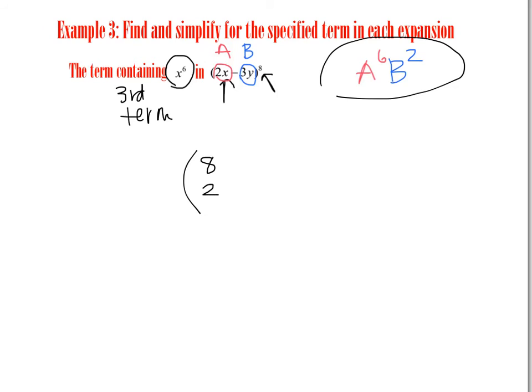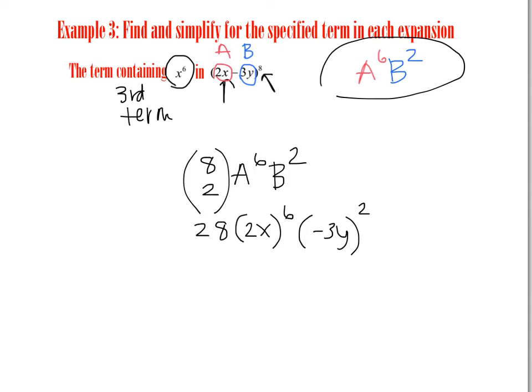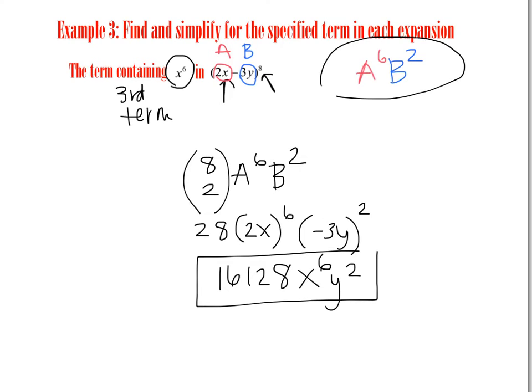So starting with counting at 0, that would be 8 choose 2. And then, like I said, it would be a to the 6th, b to the 2nd. So that would be 8 choose 2 is 28. A is 2x. We're going to need to raise that to the 6th. And b is negative 3y. We'll square that. So multiplying all of our constants, we get our final answer of the term containing x to the 6th.